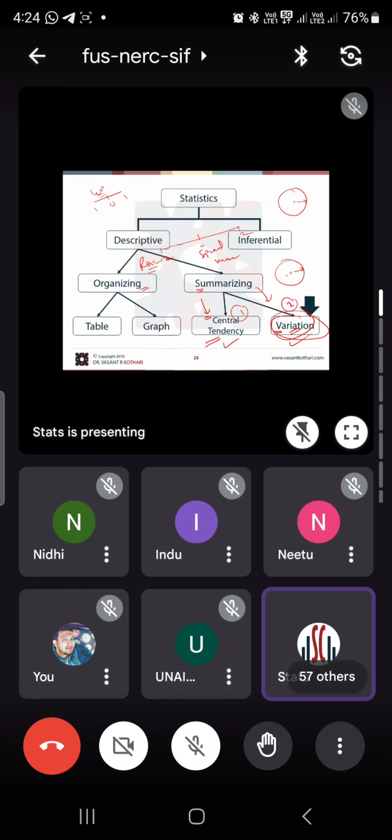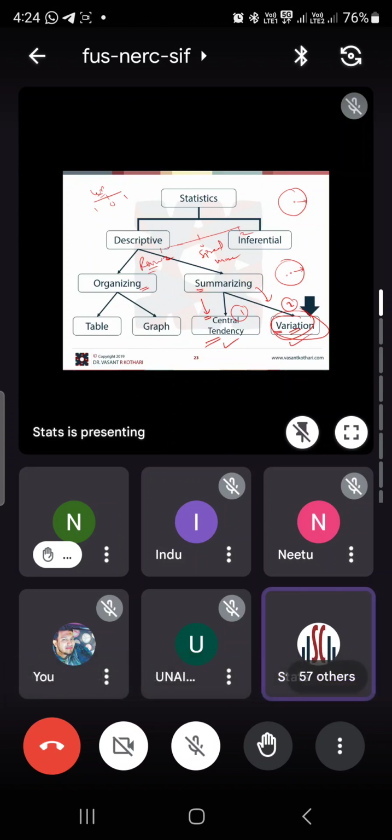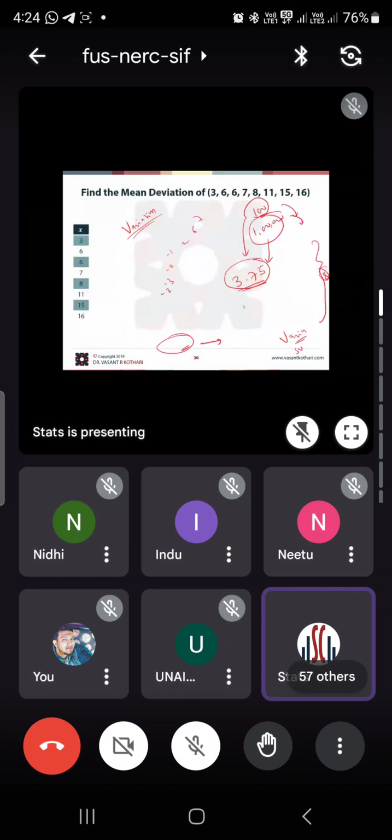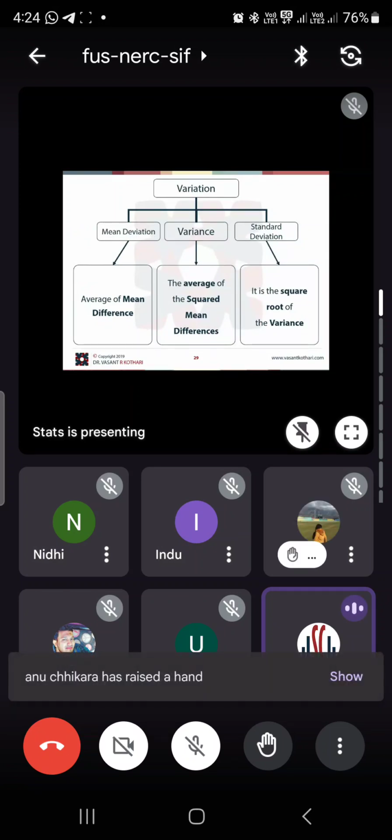Okay? Any question? Yes, Nidhi. Can variation be a negative number? Possible. Okay. Now see that we saw the various types of mean deviation. Now we'll see the various types of variations.